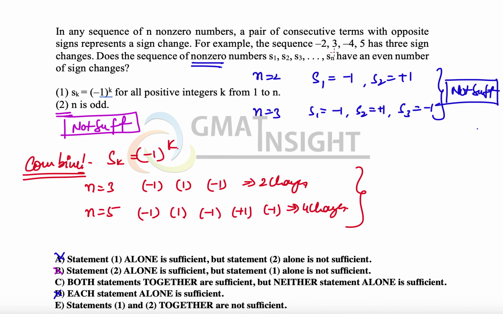But the question is asking, does this sequence have an even number of sign changes? And always we are having an even number of sign changes because every two adjacent numbers represent one sign change. And an odd number of terms in a set means that the total number of changes will be even, because you can see that for 3 numbers there are 2 changes, for 5 numbers there are 4 changes. So for n numbers there will be n minus 1 changes, and since n is odd, therefore n minus 1 will be even, and the answer to the question will be definitely yes.